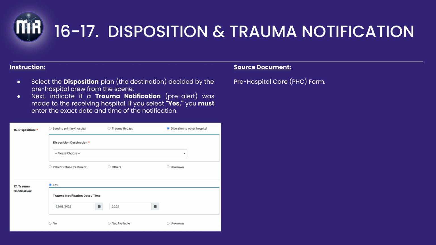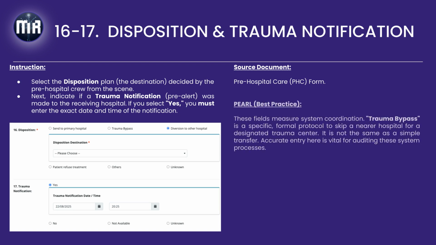Next, for field number 17, trauma notification, you will indicate whether the pre-hospital crew provided a pre-alert or advance notification to the receiving hospital's trauma team. You will select yes or no. If you select yes, you must then enter the exact date and time that this notification call was made.